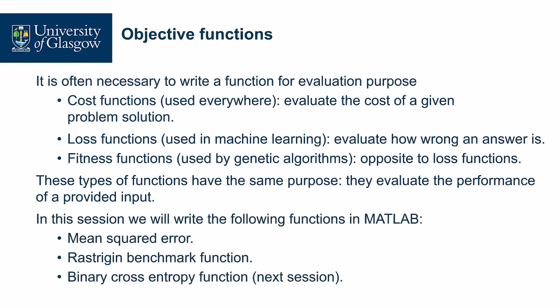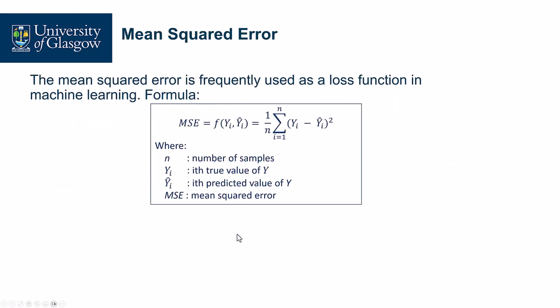In this session, we will write the following functions: the mean squared error and the Rastrigin benchmark function. In the next session, we will write the binary cross entropy function. Let's see the first one, mean squared error, MSE. So what is mean squared error? The function has two inputs.